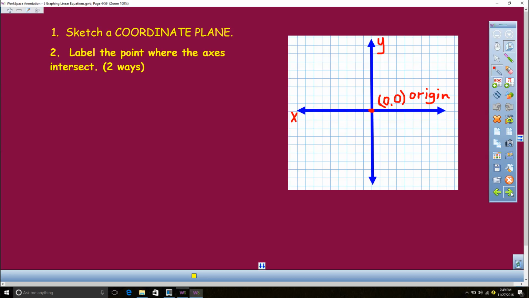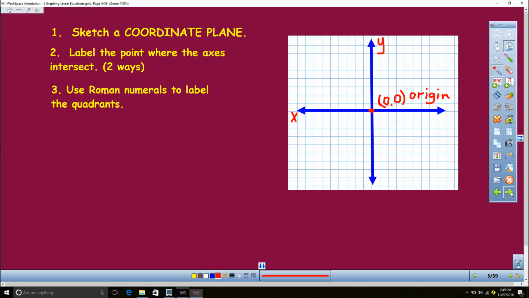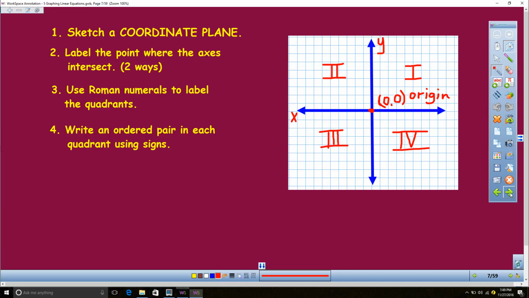It is known as the coordinate pair 0, 0. It's the starting point for our graphs. You need to be able to use Roman numerals to label the quadrants. So quadrant 1 is to the right and up from the origin, and then the quadrants are numbered counterclockwise around the origin. You need to be able to write an ordered pair in each quadrant using signs.